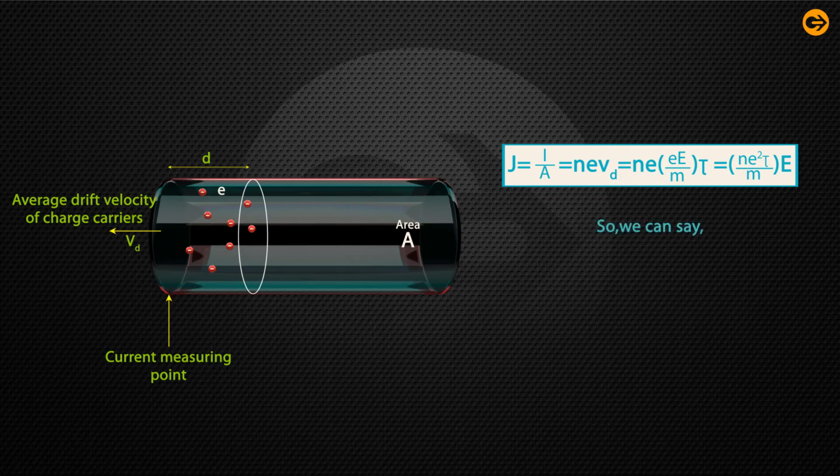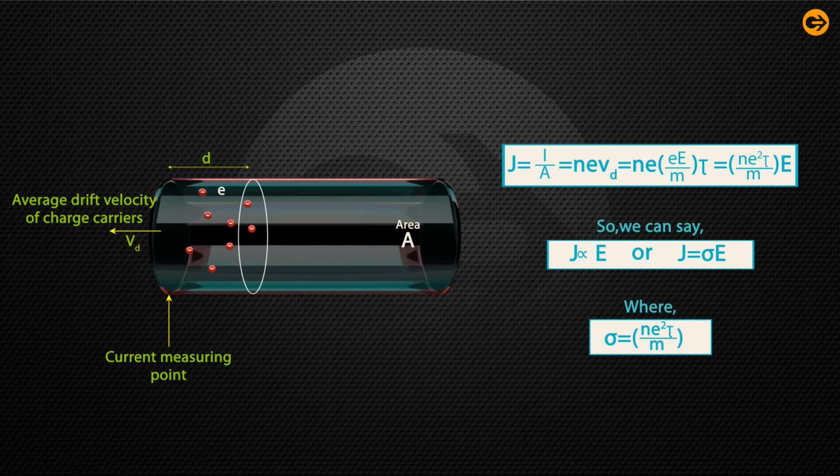So we can say J is proportional to E, or J = sigma E, where sigma = N e² tau / m, which is constant, is the specific conductivity of the conductor, which depends on the temperature and the nature of the material.